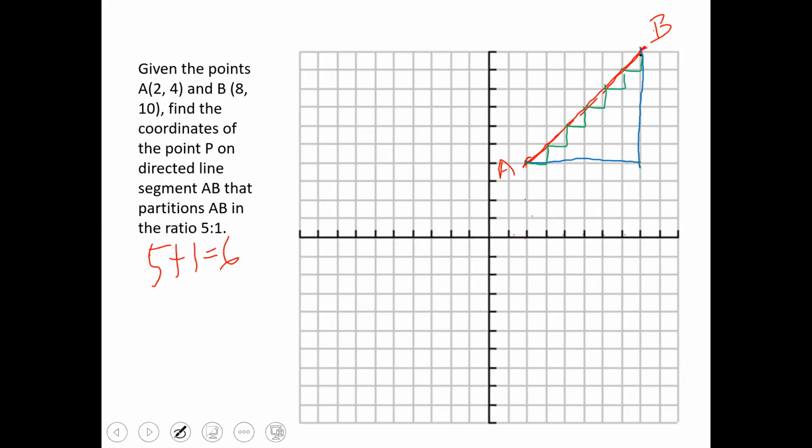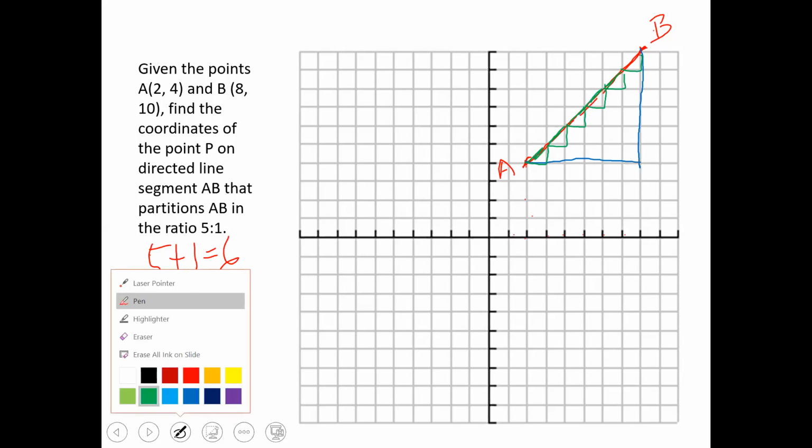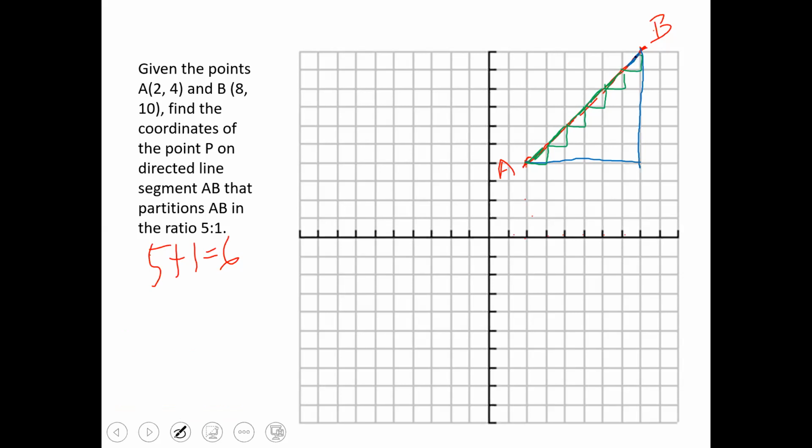Now I've got to find 5 to 1. Okay, so here's 1 segment, 2 segments, 3 segments, 4 segments, 5 segments. And then my last segment is here. That's 5 to 1, right? So that's going to put me at this point right here, which is 7, 9.